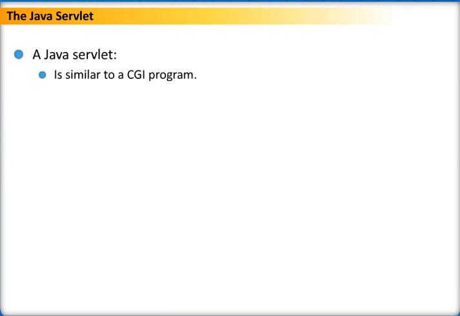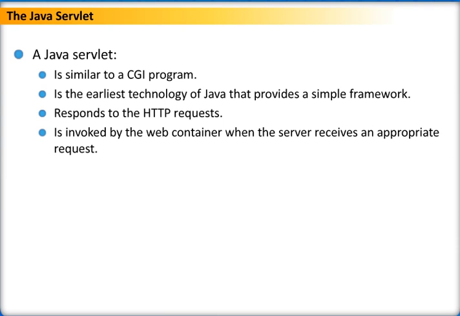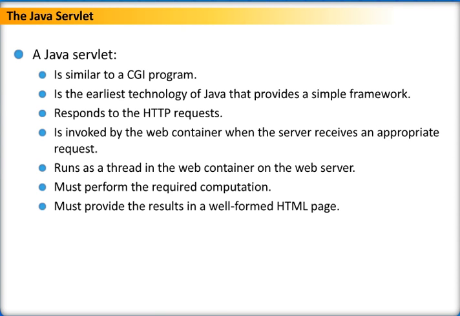A Java servlet is similar to a CGI program. It is the earliest technology of Java that provides a simple framework to be used in web application development. This framework allows the Java program code to process an HTTP request and create an HTML page in response. A Java servlet is invoked by the web container when the server receives an appropriate request. It runs as a thread in the web container on the web server. A servlet must have the code that performs the required computations and provides the response in a well-formed HTML page.